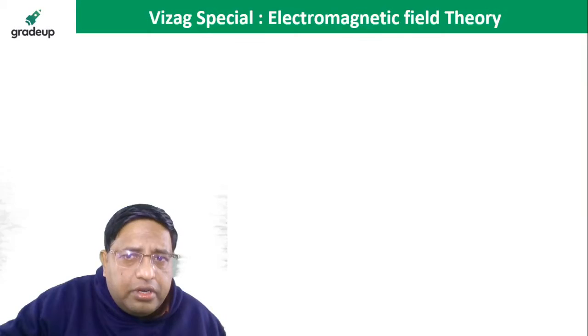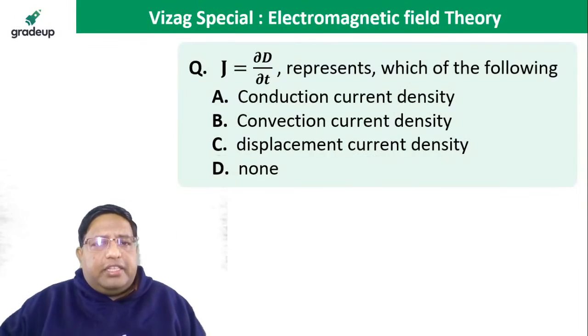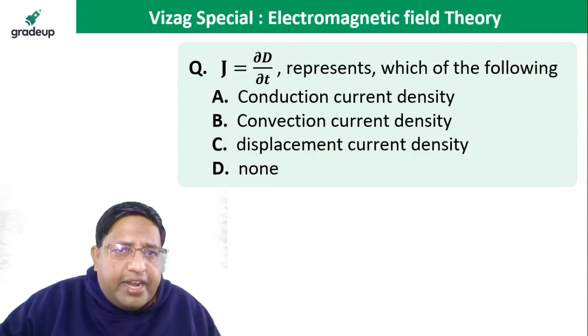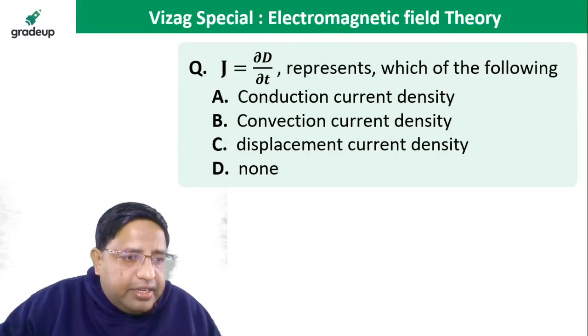Very good, very good. Now give the answer of this question. Which is the expression of J is equal to del D by del T? Del D by del T represents which of the following? Conduction current density, convection current density, and displacement current density.